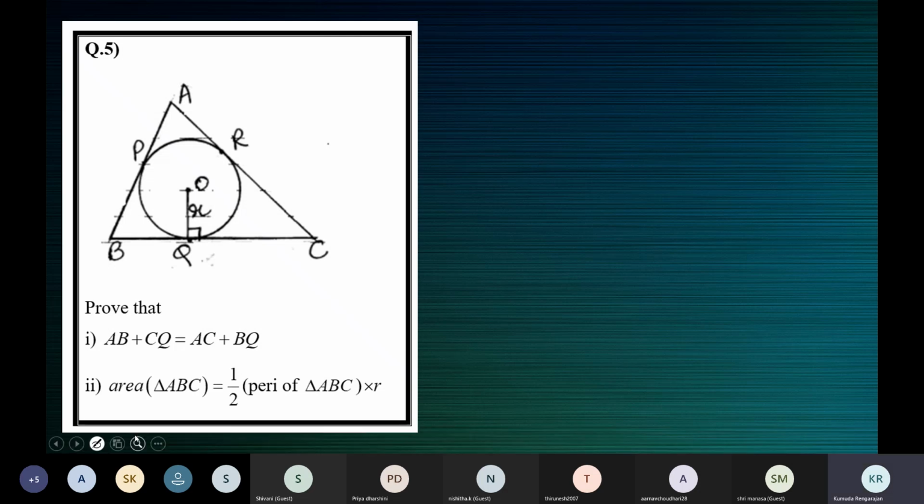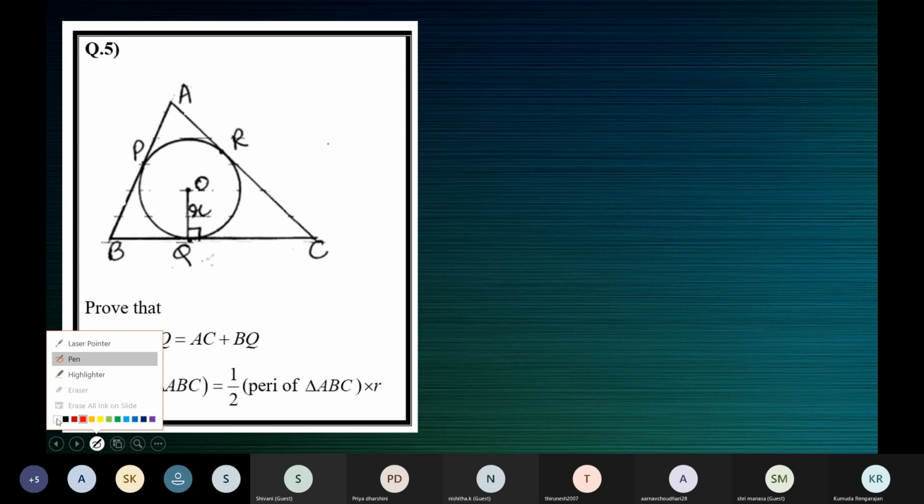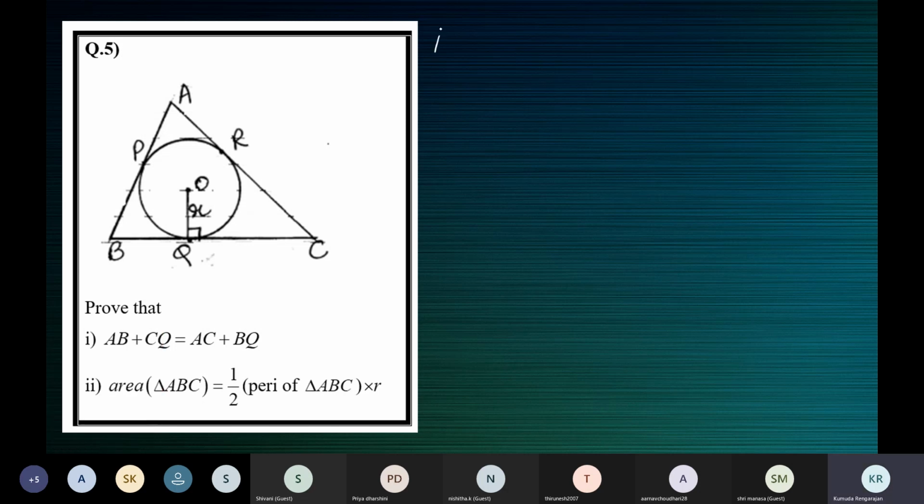Children, let's start with the first one. On the left hand side, we have AB plus CQ is equal to. Now, what is AB plus CQ equal to? AB can be written as AP plus BP. CQ can be written as CR. Just change everything. AB can be written as AP plus BP. Is that correct?